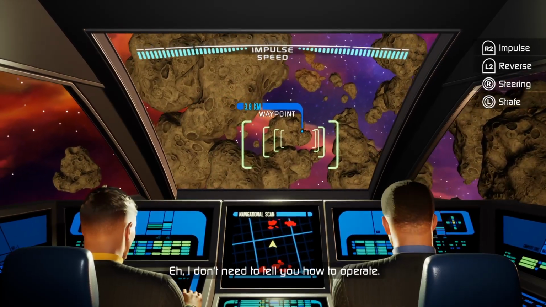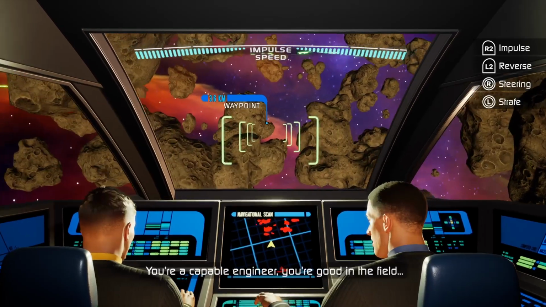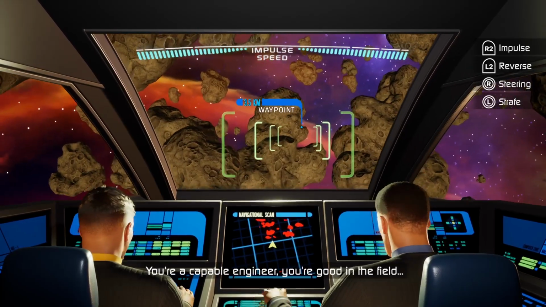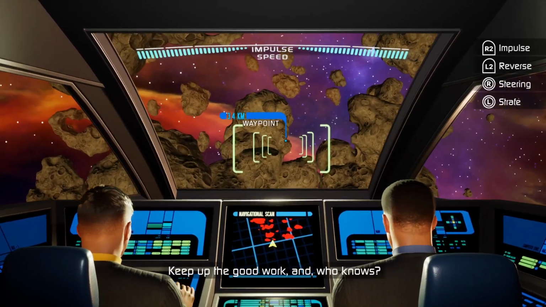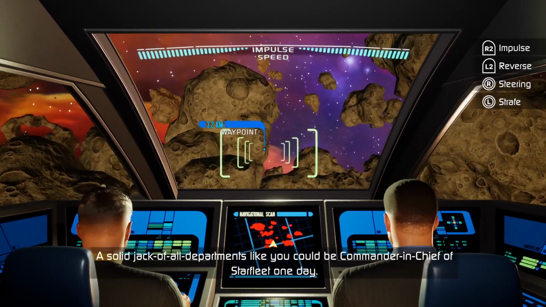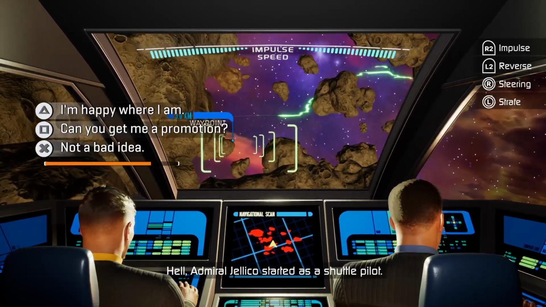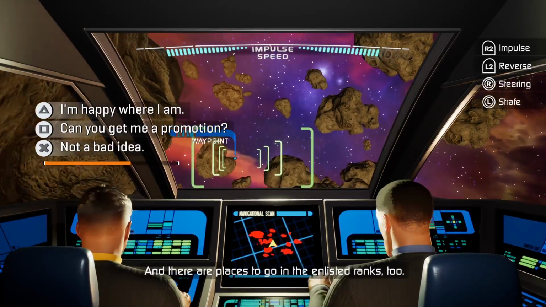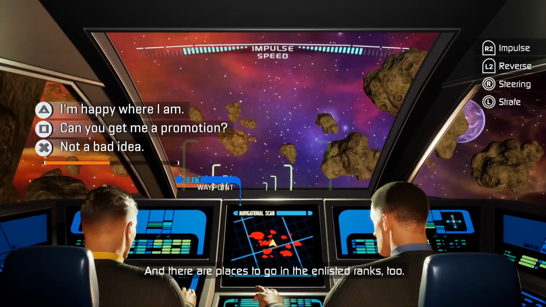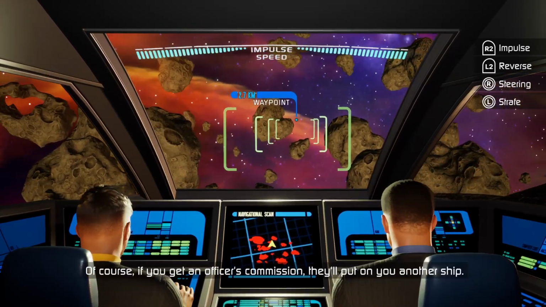I don't need to tell you how to operate. You're already well on your way. You're a capable engineer. You're good in the field. Keep up the good work. Who knows? A solid jack of all departments like you could be Commander-in-Chief of Starfleet one day. Hell, Admiral Jellicoe started on a shuttle. And there are places to go in these enlisted ranks, too. Of course, if you get an officer's commission, they'll put you on a ship.